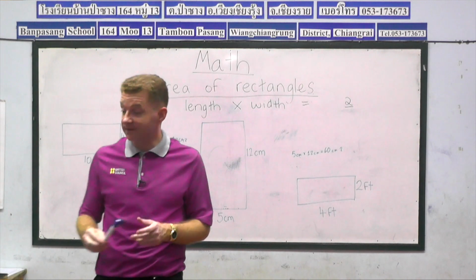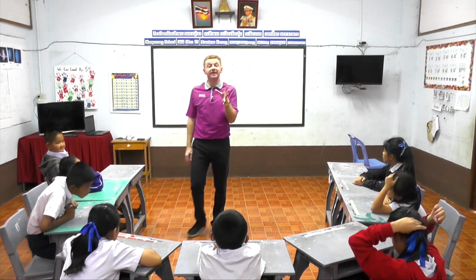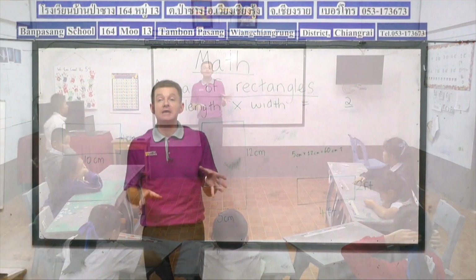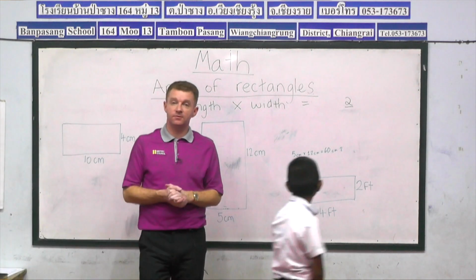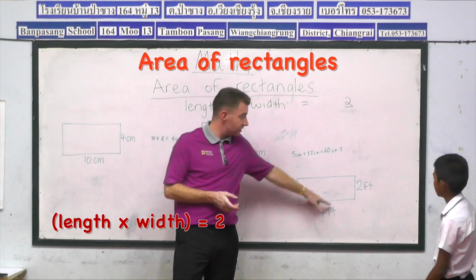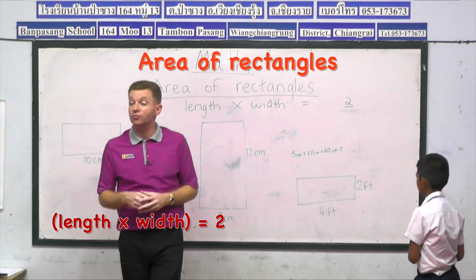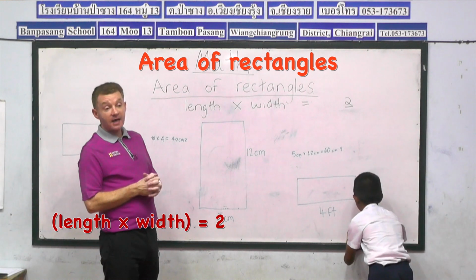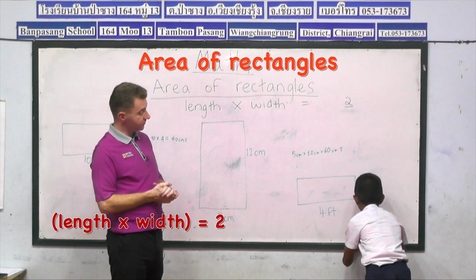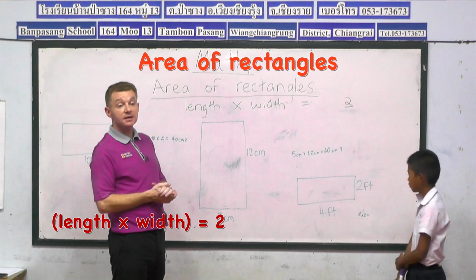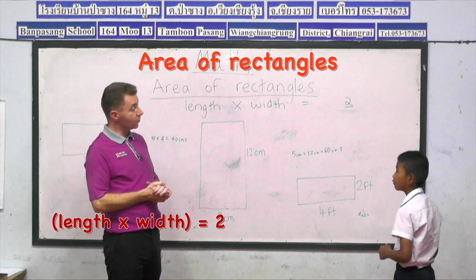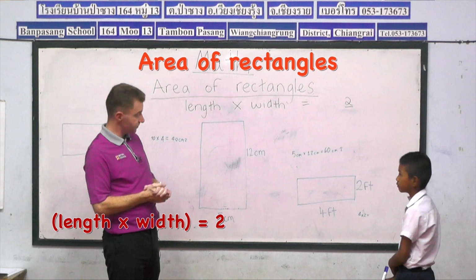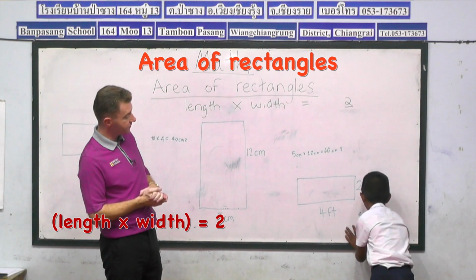So let's see if Pat can come forward and demonstrate how to calculate the area of this rectangle here. It's the same calculation even though the units are different. All we need to do is we take the length and times it by the width. So what do we need to do? What's the calculation, guys? 4 times 2. Perfect. 4 times 2 equals... So 4 times 2, Pat? 8, okay. So 4 times 2 equals 8.